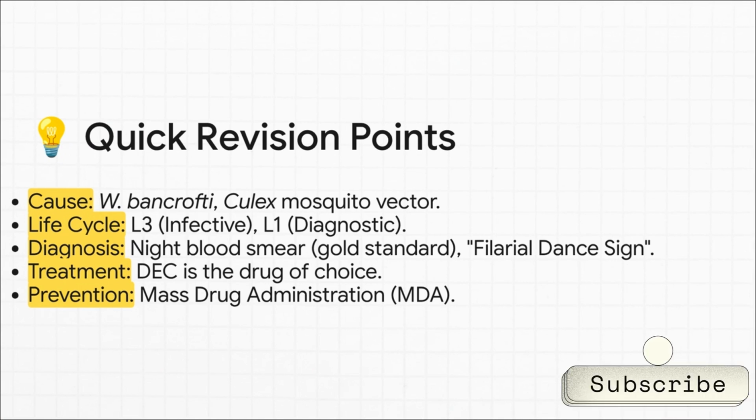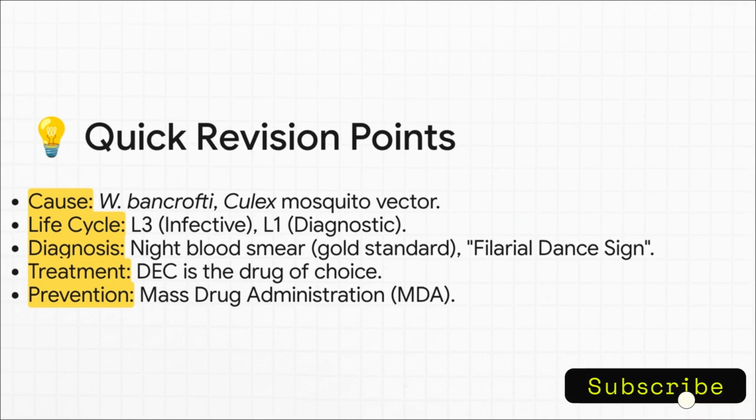Cause, W. bancrofti, spread by the Culex mosquito. Life cycle, L3 is infective, L1 is diagnostic. Remember, first rank gets MD. Pathology, it's all about the immune response to the worms and that Wolbachia bacteria. Clinical signs, acute is fever, chronic is elephantiasis and hydrocele. Diagnosis, the gold standard is a night blood smear, and the key buzzword is the filarial dance sign. Treatment, DEC is the drug of choice. And prevention, mass drug administration.